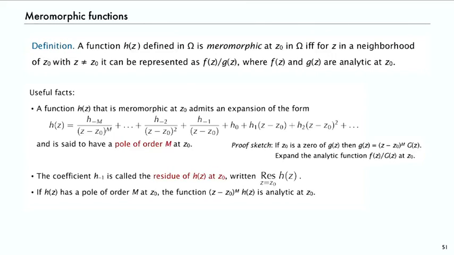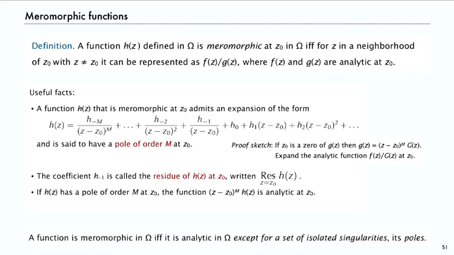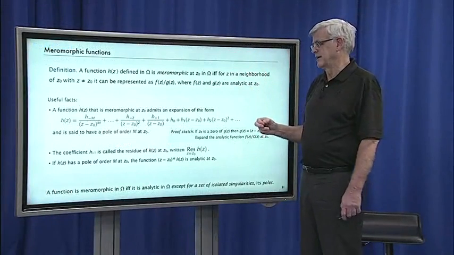If we multiply by z minus z0 to the m, then we get something that's analytic. That's another way of saying this. Or another way to say it is that a function is meromorphic if it's analytic except for a set of isolated singularities, its poles. And at those places it's got expansions of this type. That's the characterization of meromorphic functions that we're going to take advantage of.